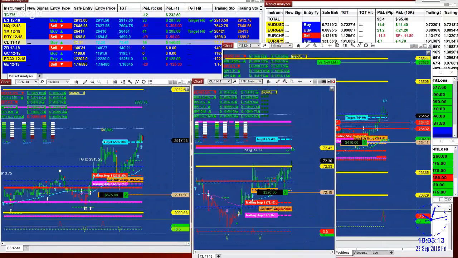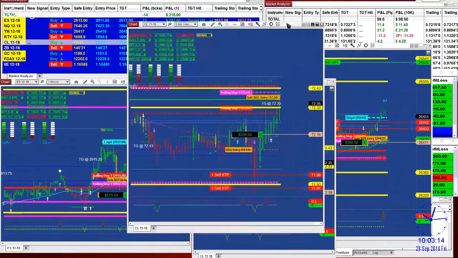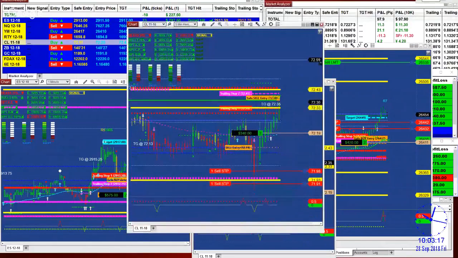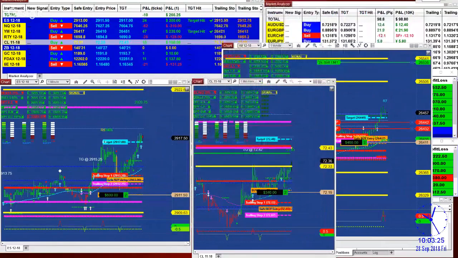Let's see on the CL. We have the CL. Oh man, it's very strong. Okay, and we'll see what happens on the CL.